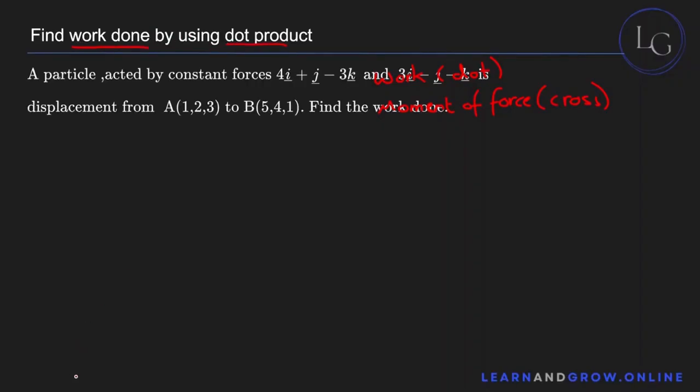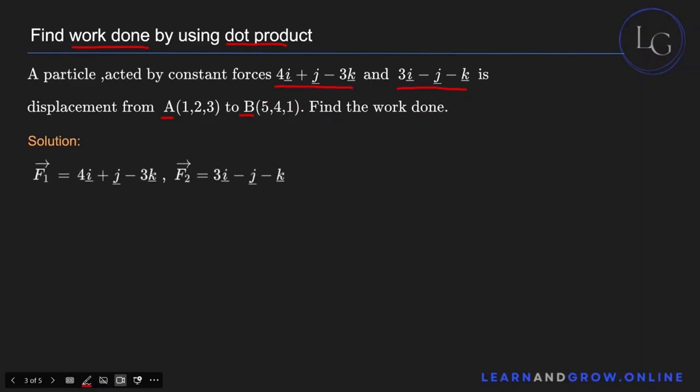So, in this case, it says that a particle is acted on by constant forces, this one and this one. So the two forces act on a particle, and the displacement of the particle is from A, which is (1, 2, 3), to B, which is (5, 4, 1). Now we need to find the work done by the particle. So we have this F1 force and this F2 force, right?